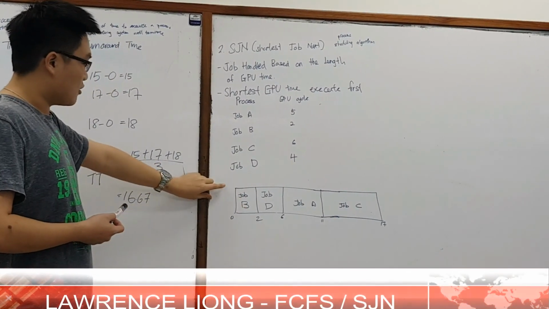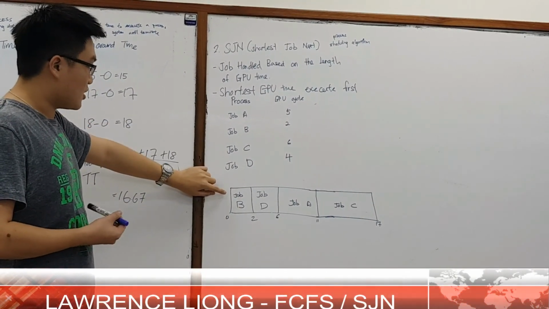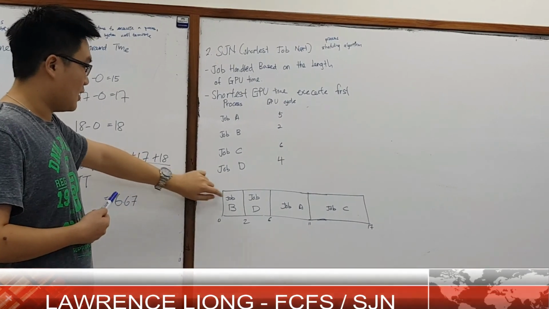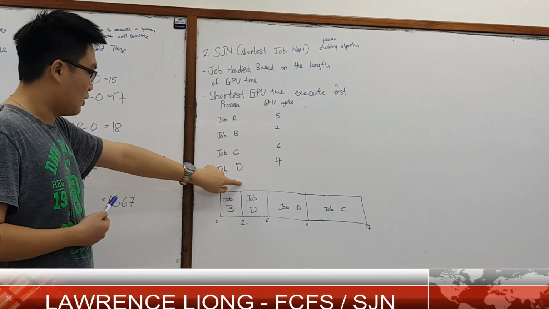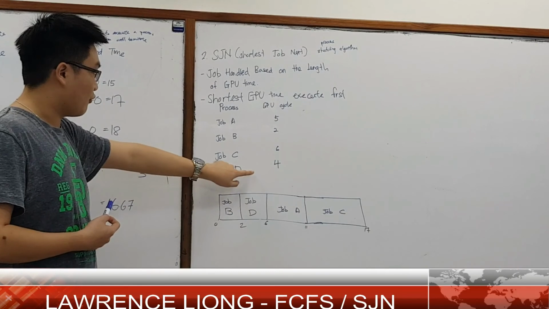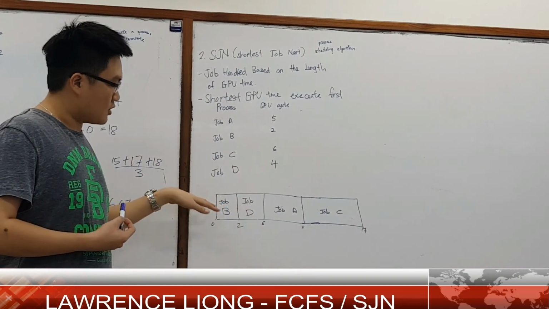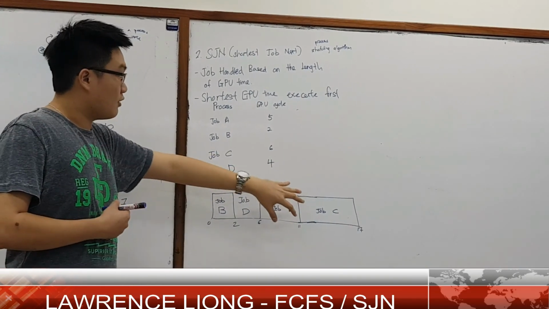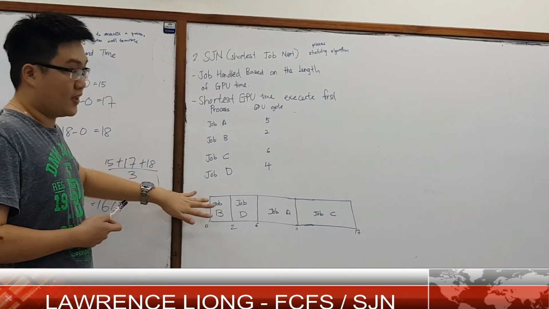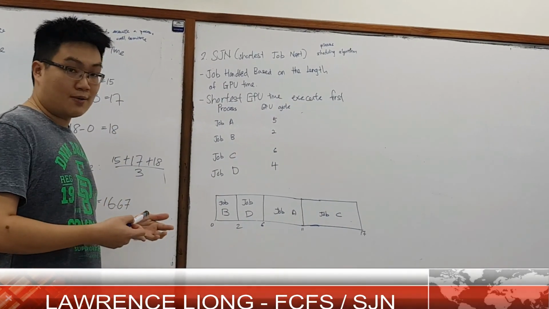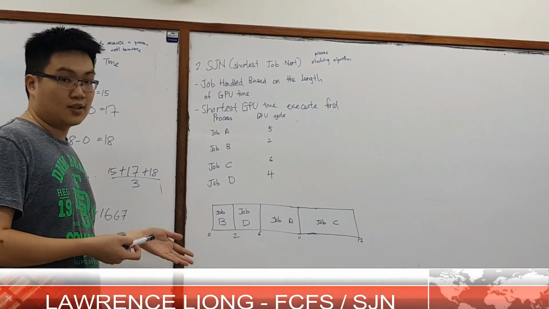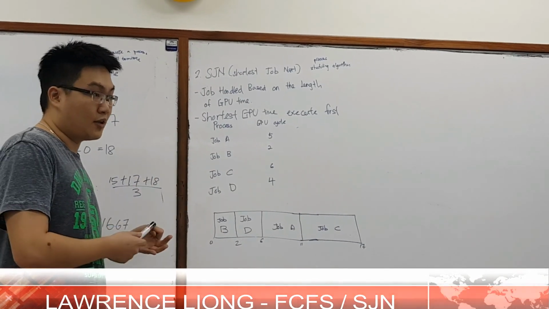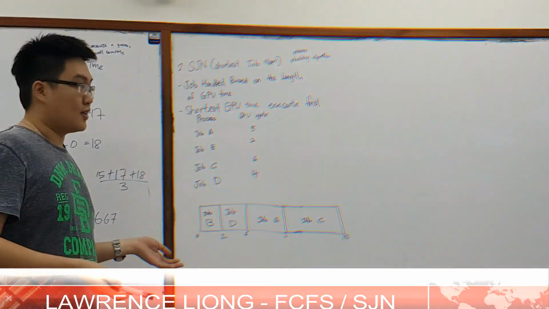You can see here that job B, which has the shortest CPU time, will execute first, and then the next one is job D, which has 4 CPU cycles. We arrange it from the smallest to the biggest in this timeline. Then, same as the previous example, we use it to calculate the waiting time and turnaround time and average them.